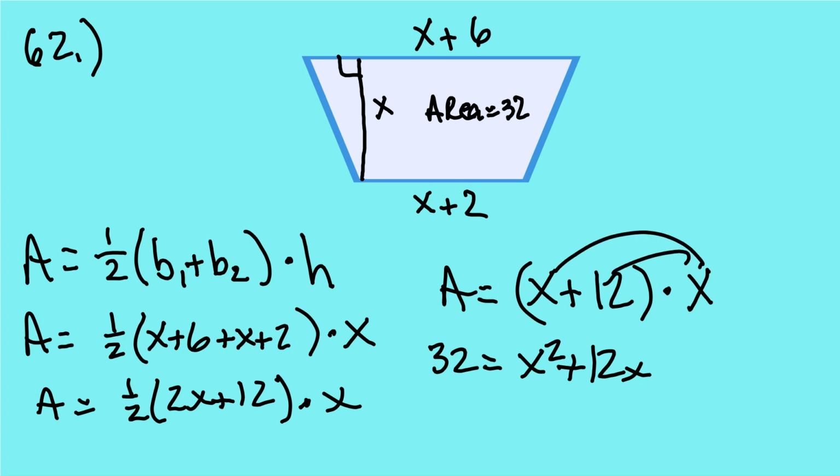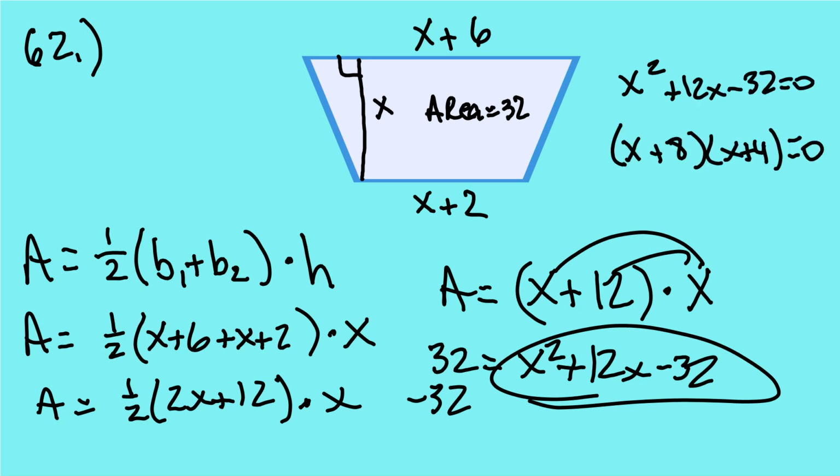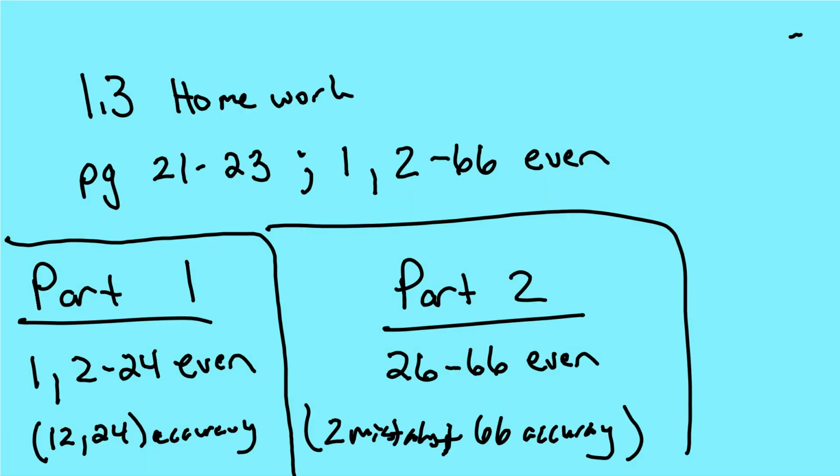So I distribute that. I have to subtract 32 to make it equal to 0. So now this is what I have to factor. I have x squared plus 12x minus 32 equals 0. So I factored x plus 8, x minus 4, so I get x equals negative 8, x equals 4. And that's it. So 66 will be accuracy and the 2 mistakes.